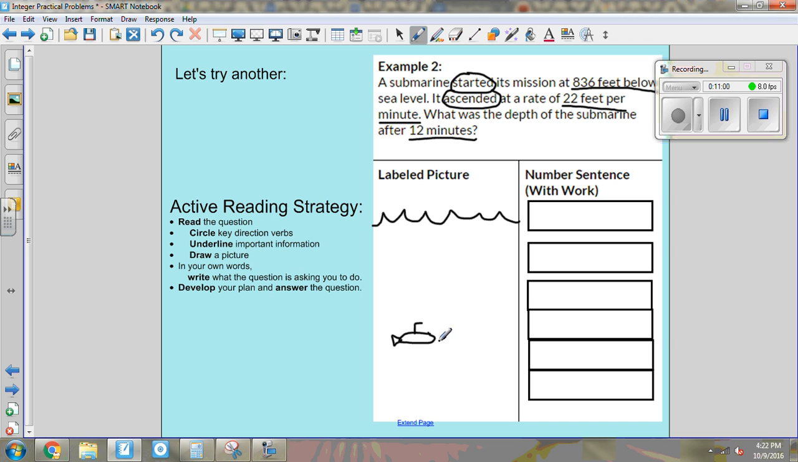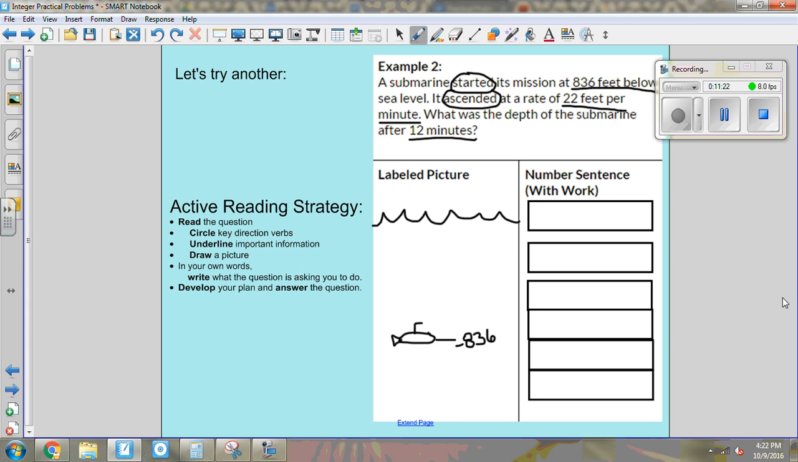It is starting at 836 feet below sea level. So I'm going to make a note here that this is 836 feet below sea level. Remember that the word below tells me that I'm using a negative integer, so I need to add that to my drawing.